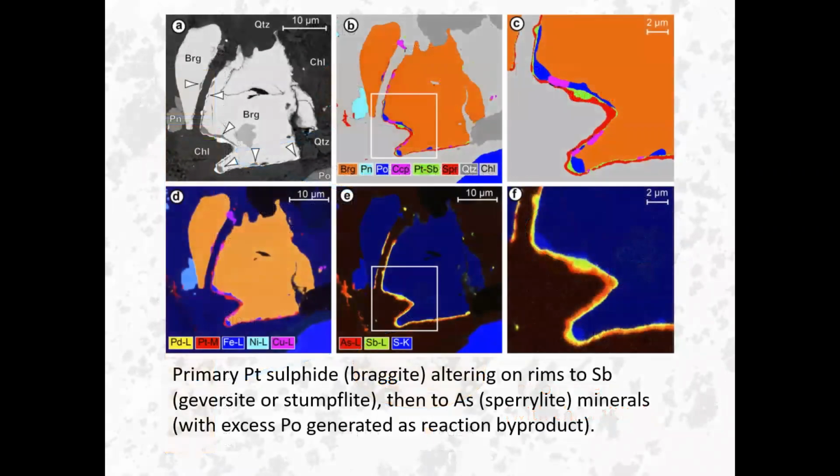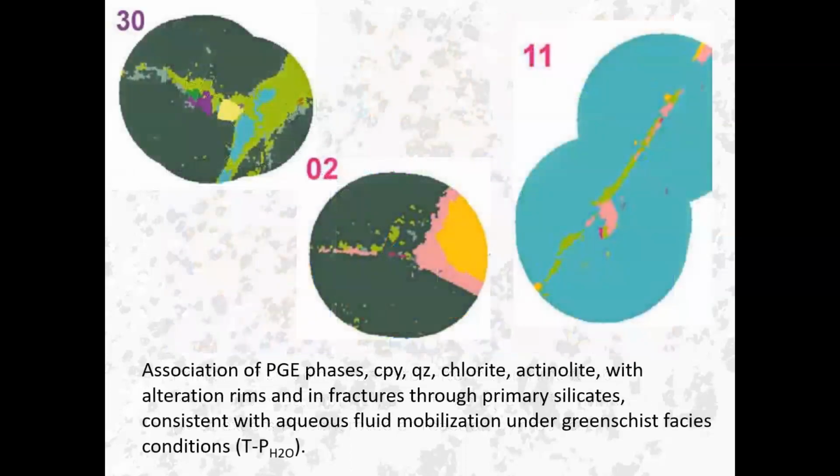And if we look in detail at some of the PGE phases, this is in the upper enriched contact zone, we see regularly these kind of, I'm not going to call it zoned, but let's say rimmed relationships, where primary platinum sulfides in this case are altering progressively to antimony and then arsenic compounds, and with a little pyrrhotite associated with the outermost phases. So with decreasing temperature, presumably.